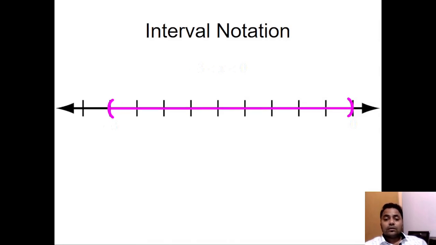Here is the sign of open interval at both the endpoints. So we just have to include all the points between the endpoints, but excluding the values on the endpoints, because there is open interval at both the sides.